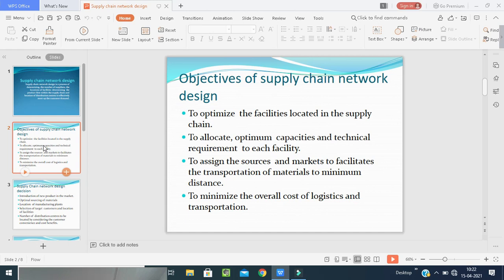So the main objective of supply chain network design is to facilitate the transportation of goods or the materials at minimum distance, choosing the nearby distance, which one is good for us, which one is not good for us. All these things come in the supply chain network design. And the last one is to minimize the cost of the logistics and transport, to save the money, effort, time, and errors within the supply chain. These are the objectives of supply chain network design.